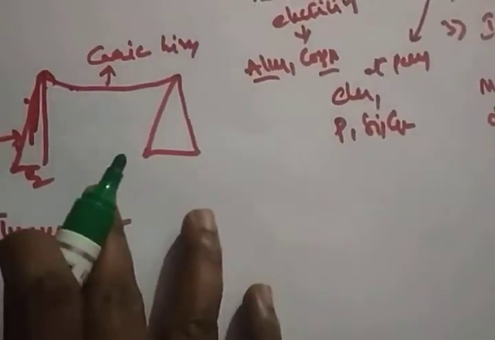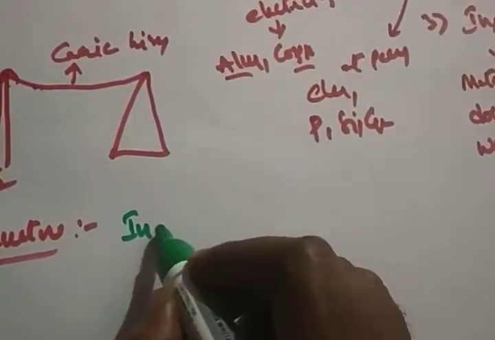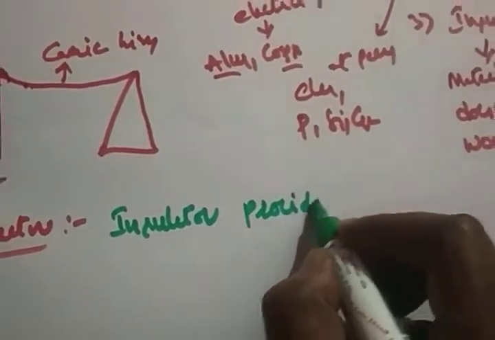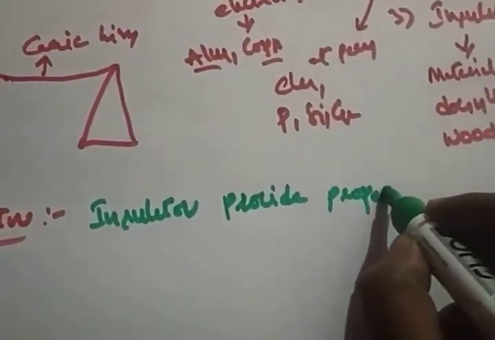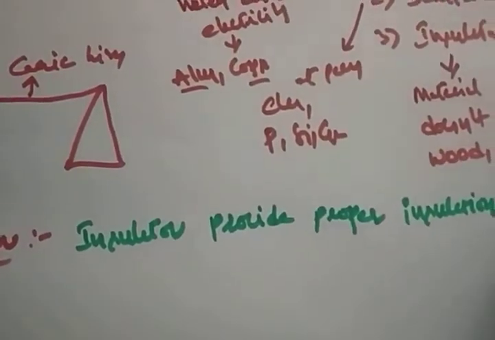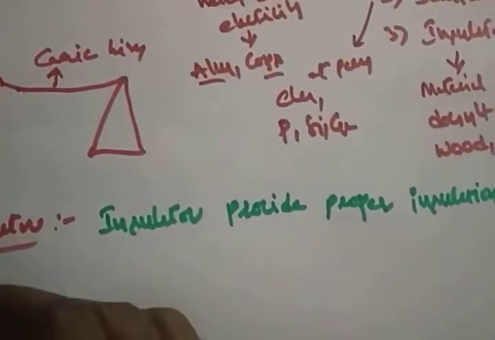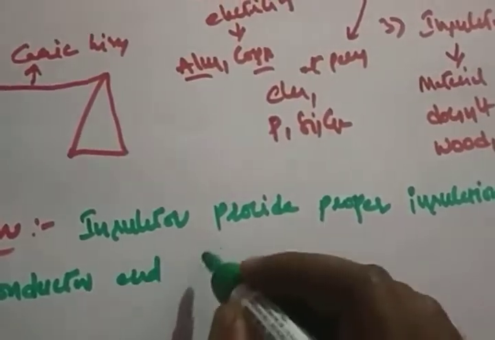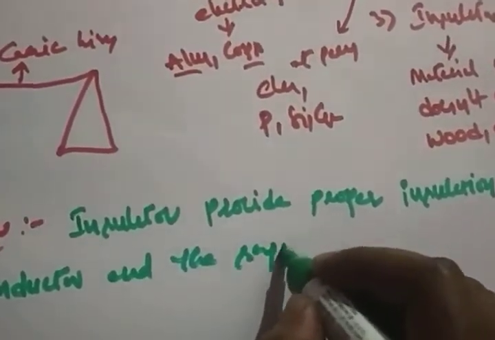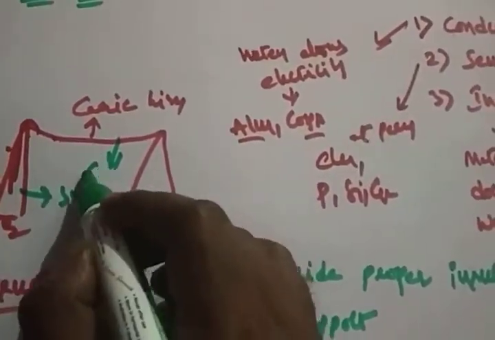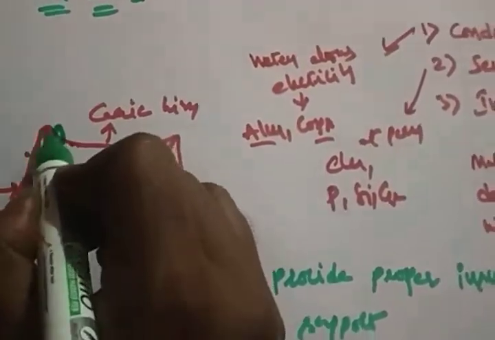Right, so an insulator provides proper insulation between the conductor and the supporters, right? This is the conductor and this is the supporters. It will provide proper insulation. So this is called an insulator.